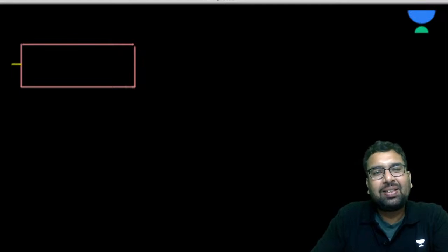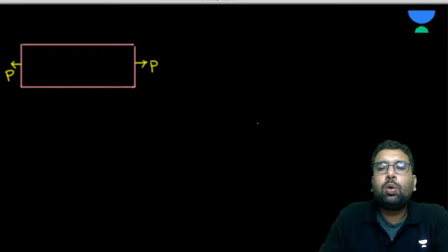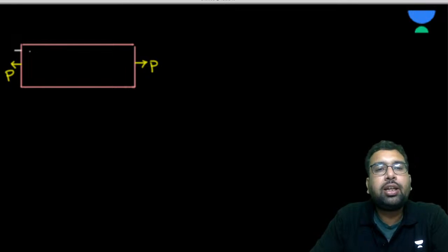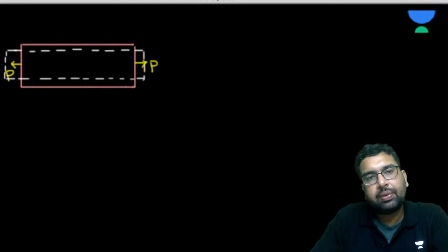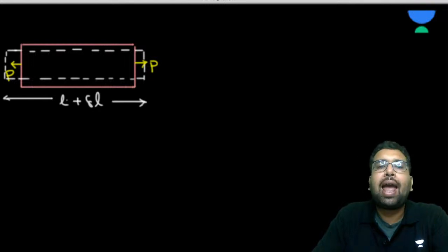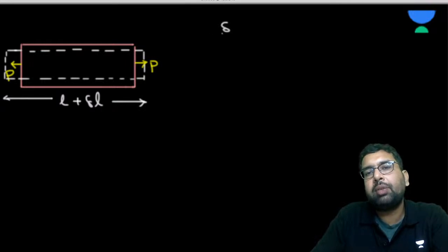Come, I'll just use it like this. Our force is there. Let's suppose this is P and this is also P. I hope all of us realize that this body is going to have a stretch like this. The length will increase. It will be L plus delta L if the initial length was L. This delta L upon L is what we call the longitudinal strain.